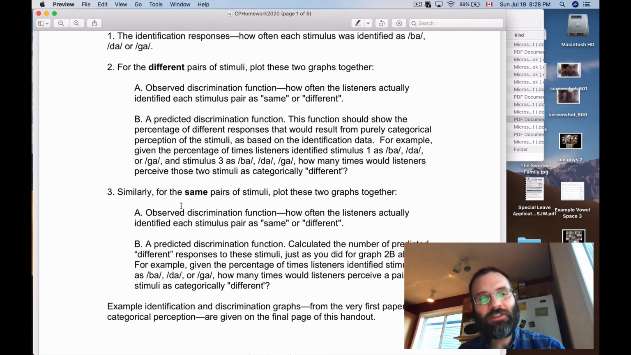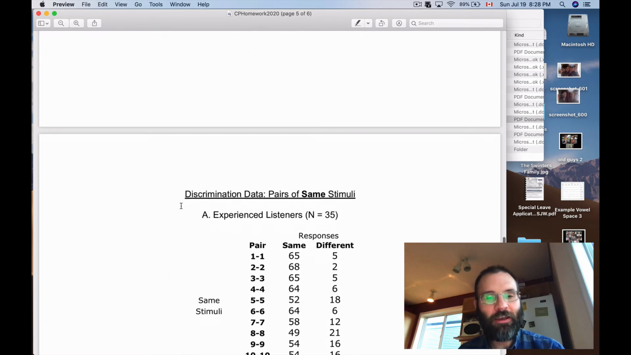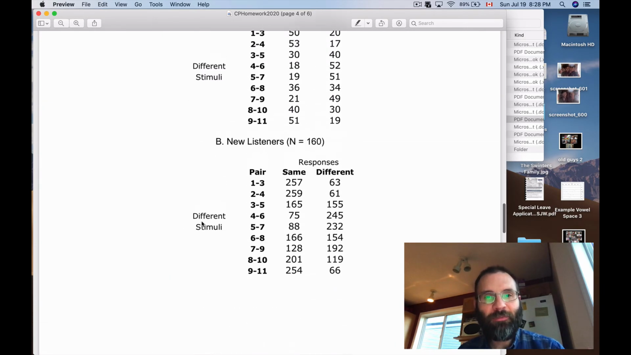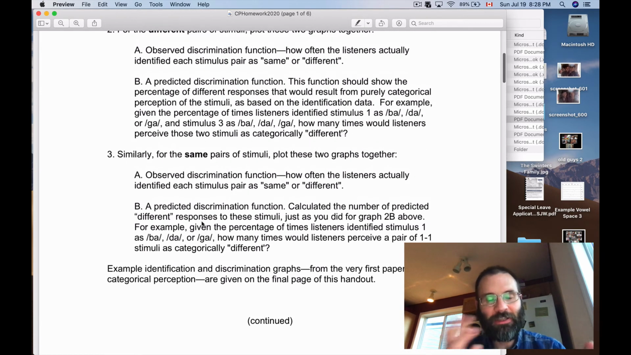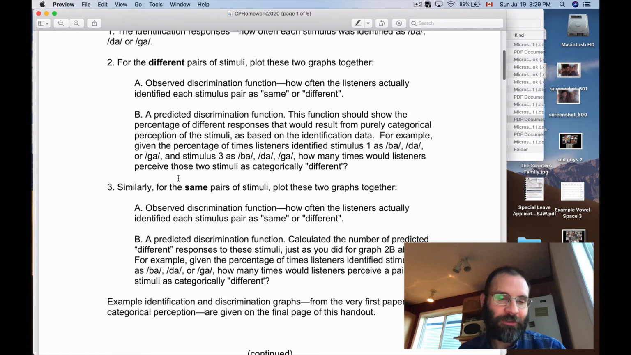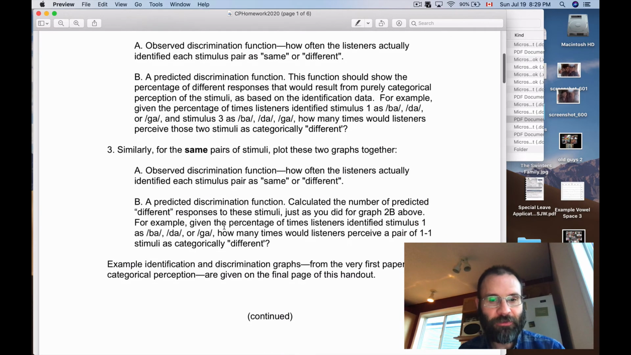So for the same pairs of stimuli, plot first of all the observed data, which is down here, and then, based on the identification data, you should make predictions on how often people should perceive the same stimuli as same. So plot an observed discrimination function and a predicted discrimination function on the same graph, but do that for 2 different groups of listeners, 1 the new listeners and 2 the experienced listeners. So it's the same basic idea for both different pairs of stimuli and same pairs of stimuli, but obviously different data, and you're looking at 2 different groups in both cases.